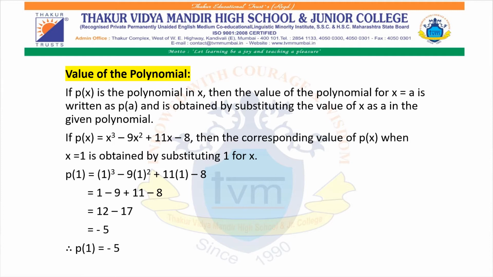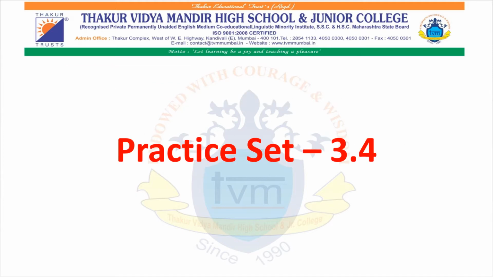So, p of 1 is equal to 1 cube minus 9 into 1 square plus 11 into 1 minus 8, which is equal to 1 cube, we will get 1, minus 9 into 1 square, that is 1. So 9 ones are 9, plus 11 ones are 11, minus 8, is equal to 12 minus 17, which is equal to minus 5. Therefore, p of 1 is equal to minus 5. Practice set 3.4.